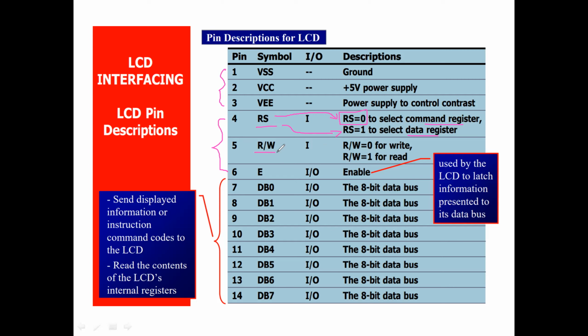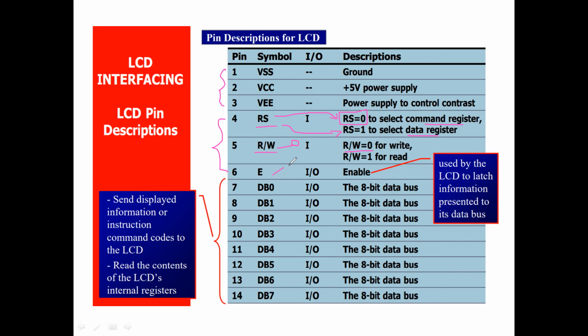Then, when the controller 8051 wants to write data on the display, what the 8051 can do is write 0 to this particular pin, that is, provide 0 potential in this pin. Then the LCD will understand that the controller is going to write the data.